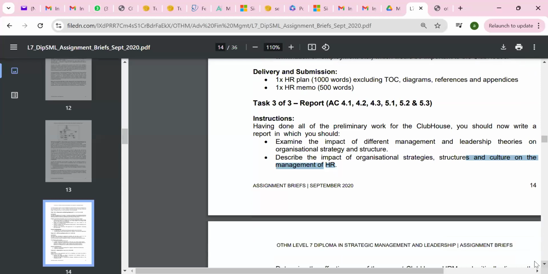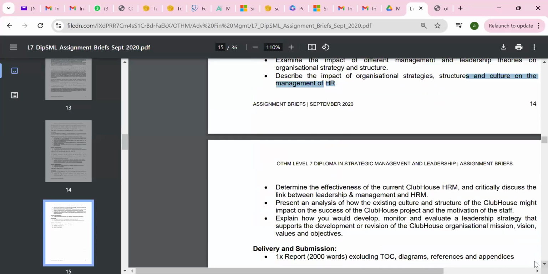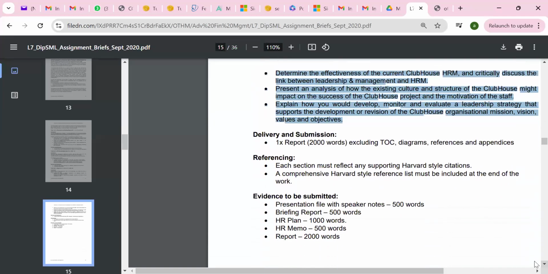You can say in this case, this company can do this, and contextualize these models. So we can look at the current clubhouse human resource, discuss the relationship between management, and present your analysis. Why is it crucial? There is plenty of material in Google Scholar on these issues. Why is it important? What have other authors said? So overall, we have the presentation of 500 words with speaker notes, a brief report of 500 words, the HR plan, memo, and then the report. So the last task is about the report.